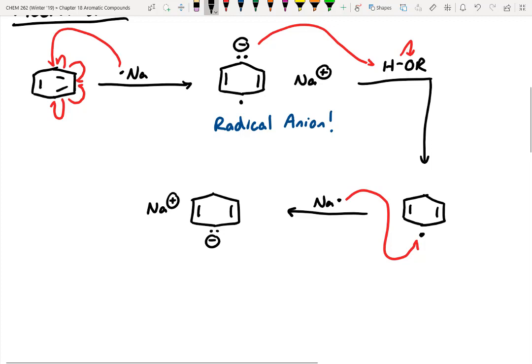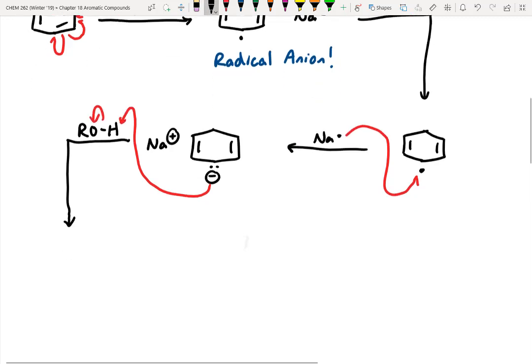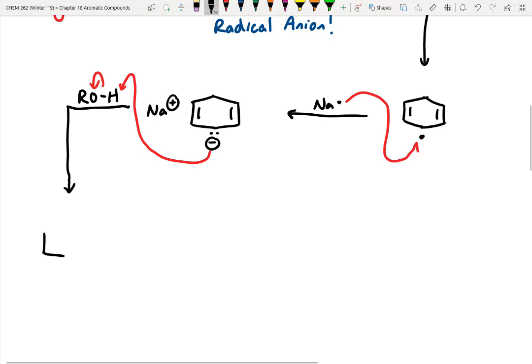And like we saw before, we have our protic solvent around, which is going to be our alcohol. So in this case, it can grab a proton off of our alcohol, and we can get to our final product.